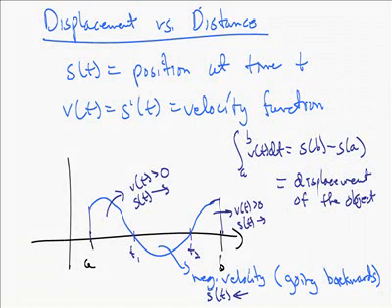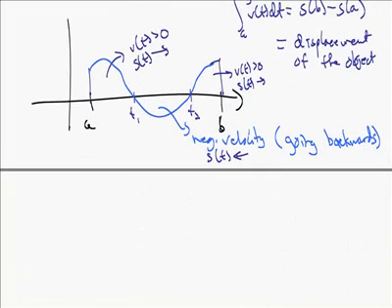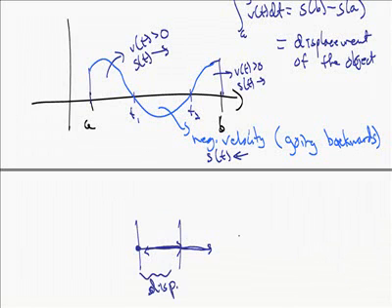Think about how we can interpret this. So here we've got a particle, and from a to t1 it moves to the right. Now from t1 to t2 it moves back to the left, maybe not quite as far. Now from t2 to b it moves back to the right. So the difference between the distances of its starting position and its ending position is going to be the displacement, which is going to be s of b minus s of a.